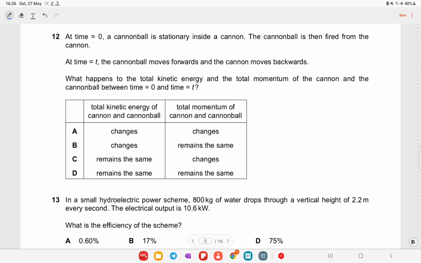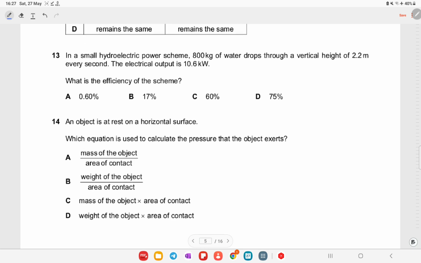The total kinetic energy of the cannon and the cannonball is obviously going to change when it is fired, because initially they were at rest, and when fired there will be motion. But the total momentum is different, because it's talking about the total. B is going to be the answer, because the total kinetic energy of the cannon and the cannonball is going to change, and obviously it's going to increase. And the total momentum of the cannon and cannonball, because the cannon is going to recoil, is going to be constant. It is not going to change.